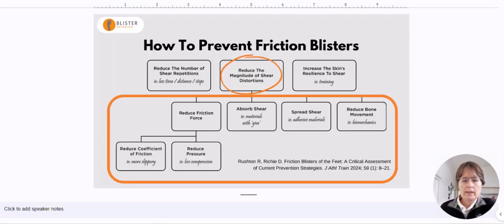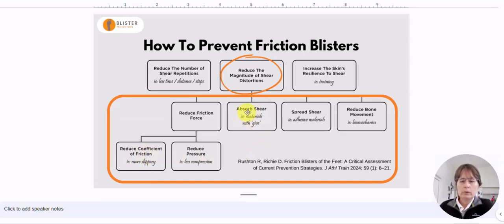Now, all of those things are depicted here in the orange. So we're going to ignore the fact that if you don't walk as far or play as long, then you're going to reduce blisters, because that's not particularly helpful. We're also going to ignore, just briefly, the fact that we can increase the skin's resilience to shear deformation by becoming more accustomed to the footwear and the activity. That will work to a certain degree. But we're going to really concentrate on how we can reduce the magnitude of these shear distortions. So those 4 things that I mentioned: we can reduce bone movement, we can reduce friction force, and there's 2 ways to do that: reduce pressure and the coefficient of friction.